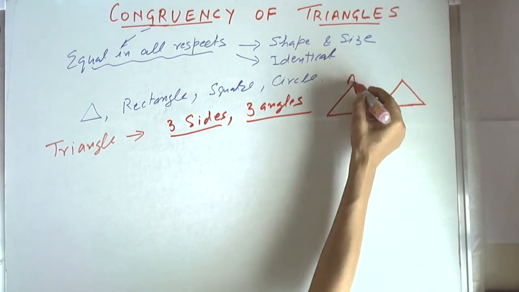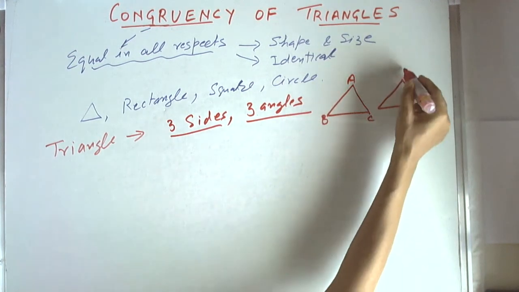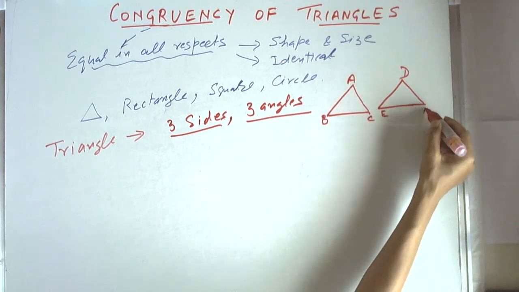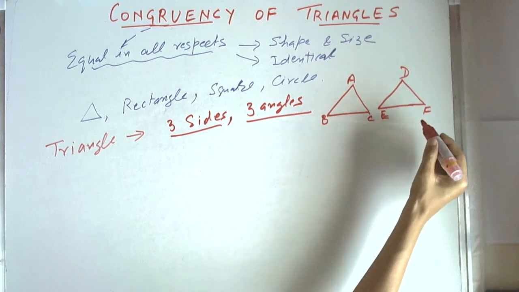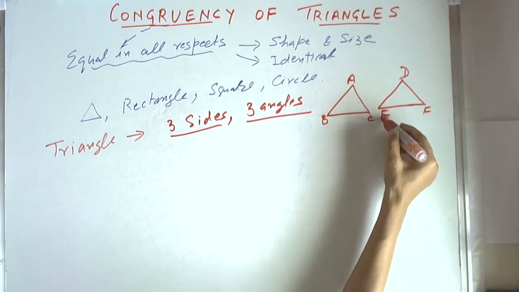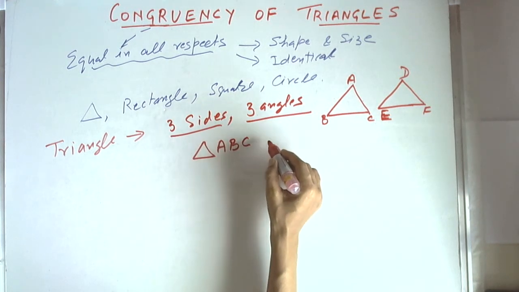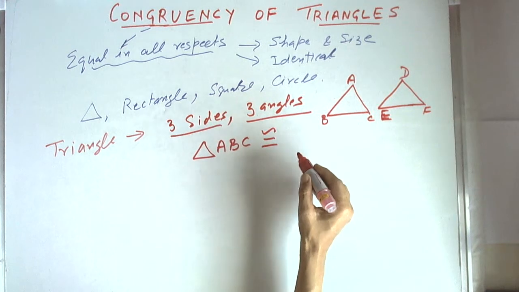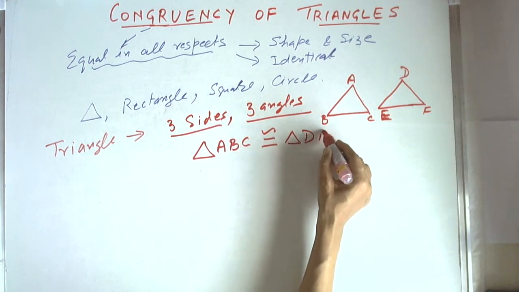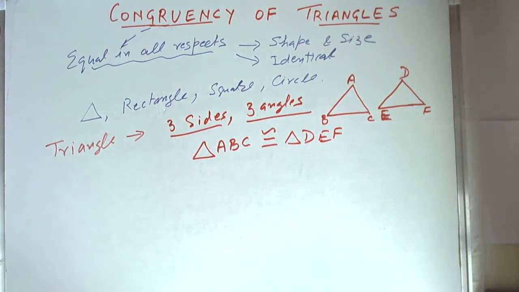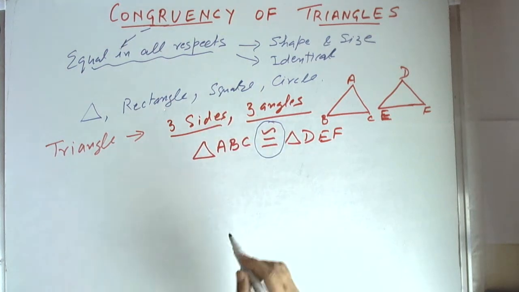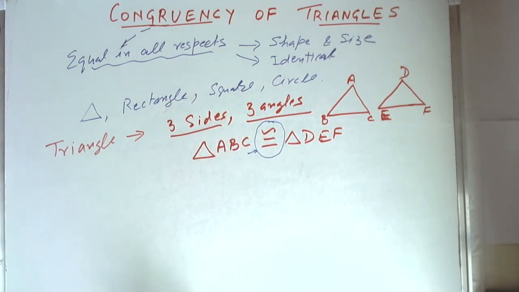So suppose this is triangle ABC and this is triangle DEF. Then we will say triangle ABC is, and for congruency we write this equal to triangle DEF. So this is the symbol of congruency, an equal sign with a symbol on top of it. This is the way we write. Now if three sides and three angles are equal, then obviously the triangles are congruent.